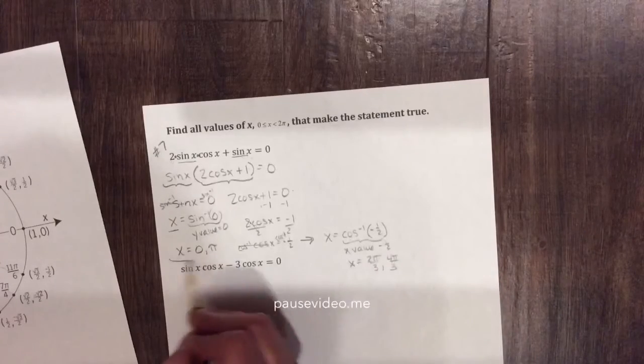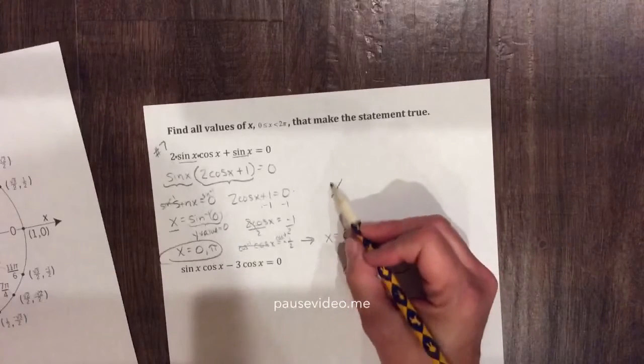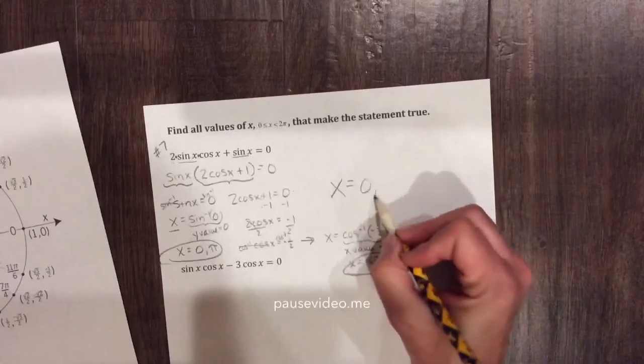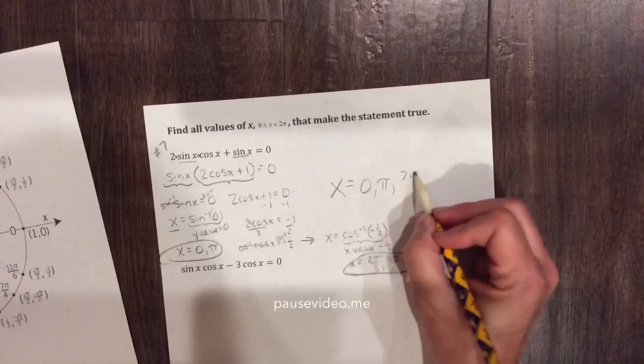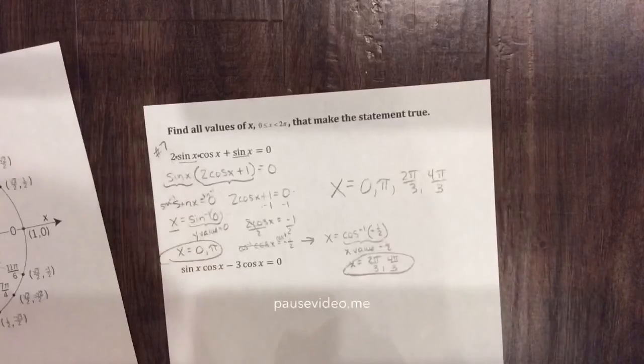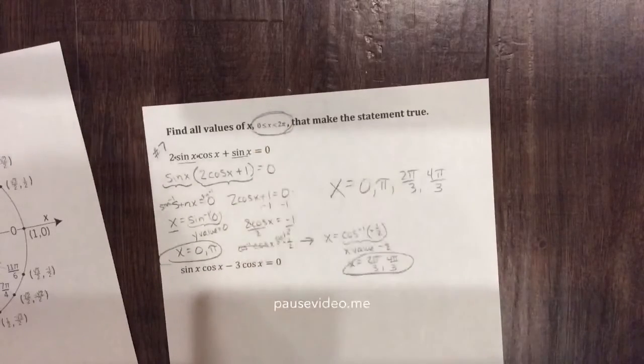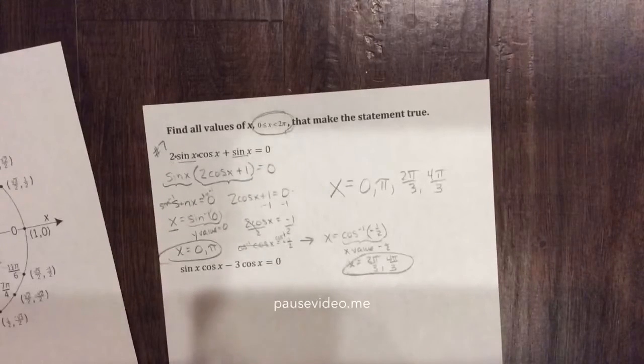So I got this for x and I got this for x. I combine them all together. My final answer: x can be 0, pi, 2 pi thirds, or 4 pi thirds. Remember, in the directions, it told me I'm solving for any x between 0 and 2 pi.